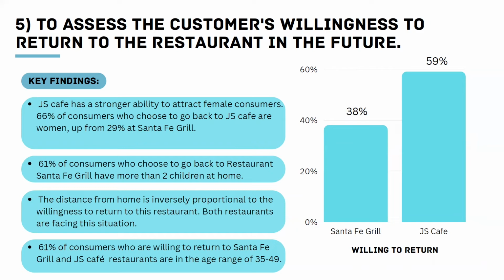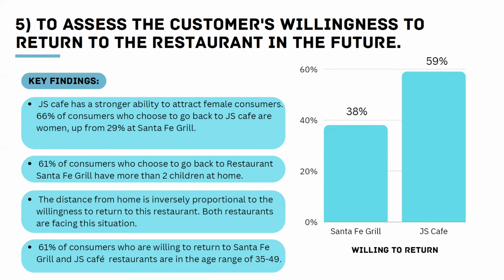61% of the consumers who choose to go back to Santa Fe Grill have more than two children at home. Surprisingly, Santa Fe Grill and JSK has the same situation. The distance from home is inversely proportional to the willingness to return to the restaurant. 61% of the consumers who are willing to return to the Santa Fe Grill and JS Cafe are in the range of the age group for 35 to 49.